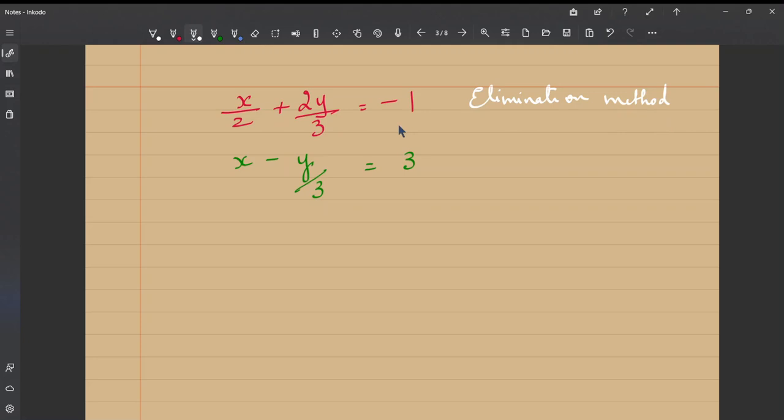Now, looking at the equations, we don't get scared that they are fractions. They can be easily manipulated. Look at the first equation in red. You have x by 2 and 2y by 3. So, the denominators are 2 and 3. In order to get rid of the denominators totally, we can just multiply throughout by 6.